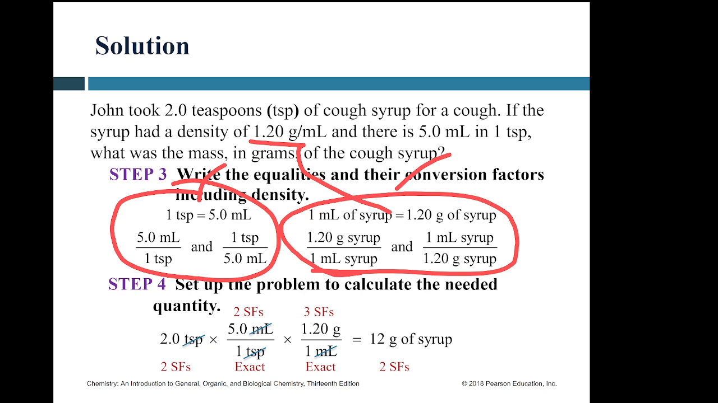Okay? So densities are also equalities, right? Because they're conversion factors as well. Now, we started with 2 teaspoons, so we can go ahead and go 2 teaspoons first.